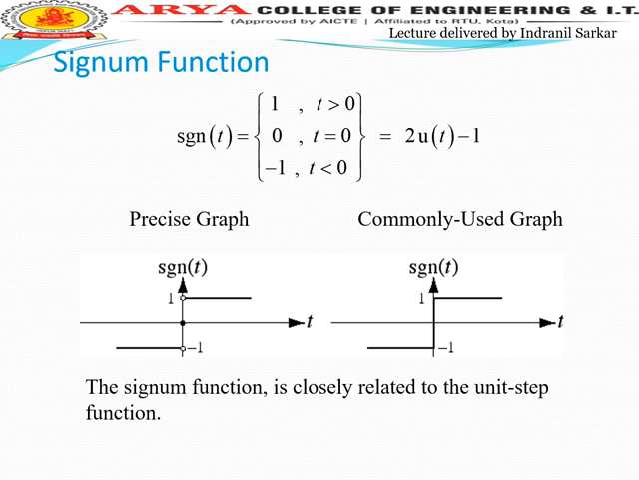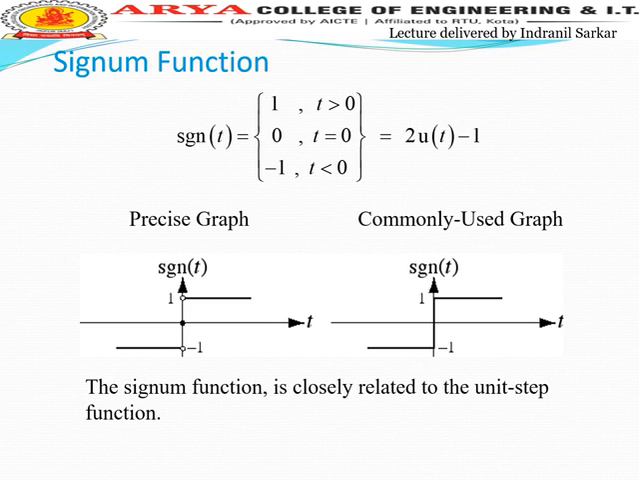Signum function, which is written as sgn(t). The criteria is sgn(t) is equal to 1 for t greater than 0, 0 for t equal to 0, and minus 1 for t less than 0. And it can be represented as 2u(t) minus 1.